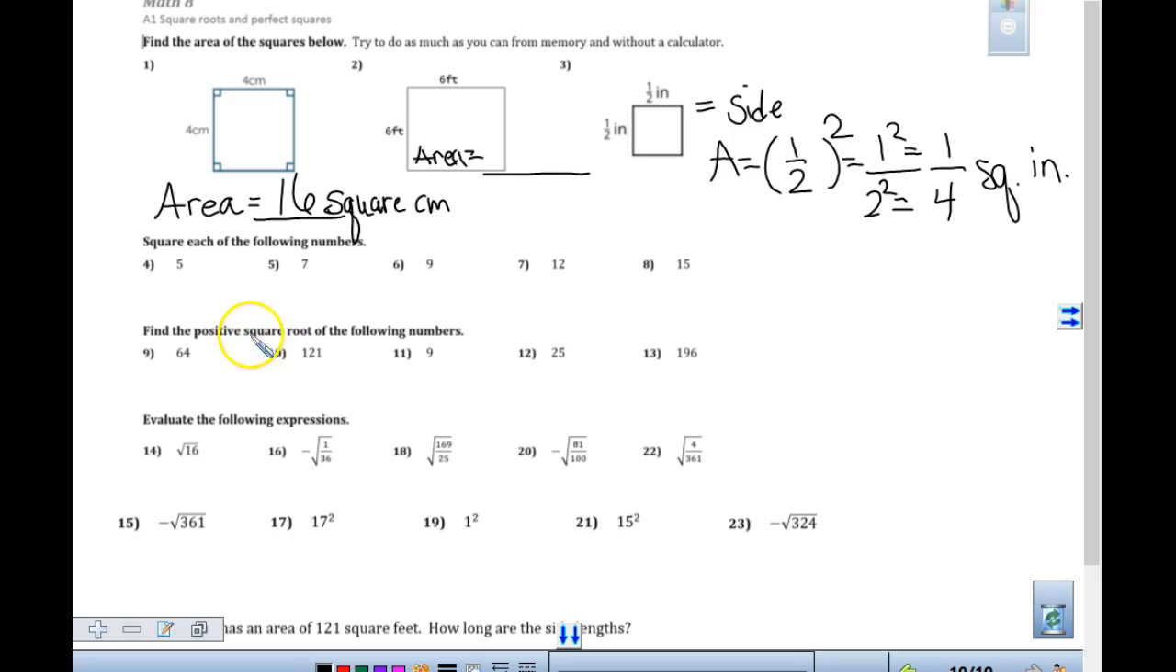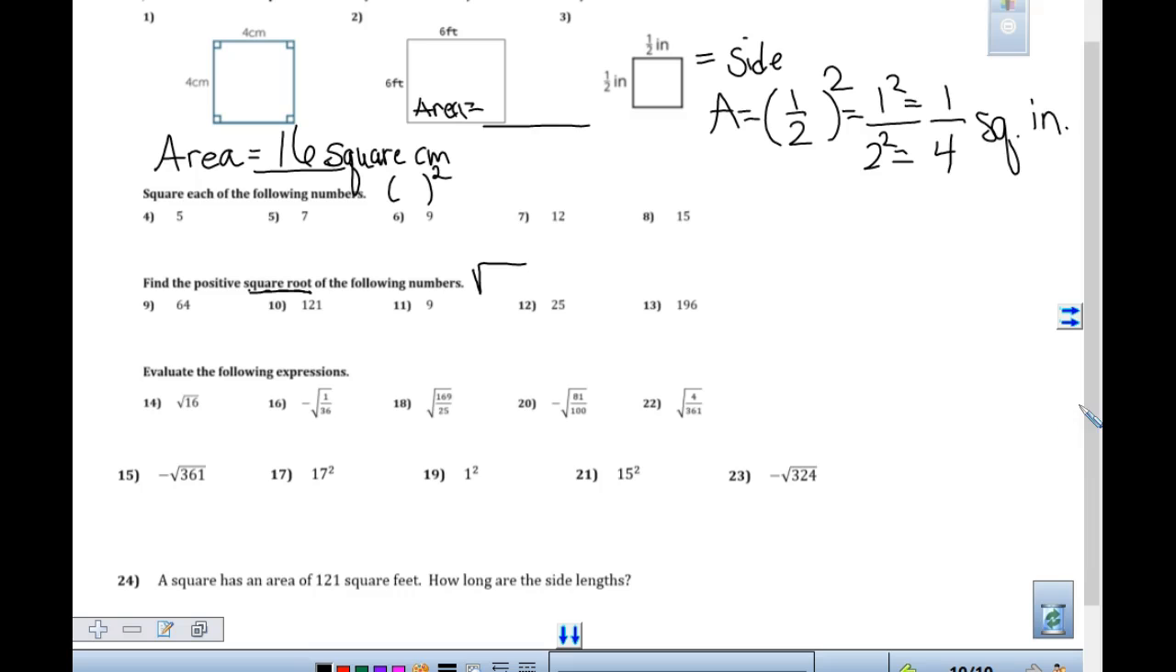Okay? The next part asks you, as you're looking at it, to square each of the numbers. Here it asks you to find the square root, right? Square root is when you're thinking this, square root. This one is taking the number and squaring it, and then evaluating those last problems, okay?